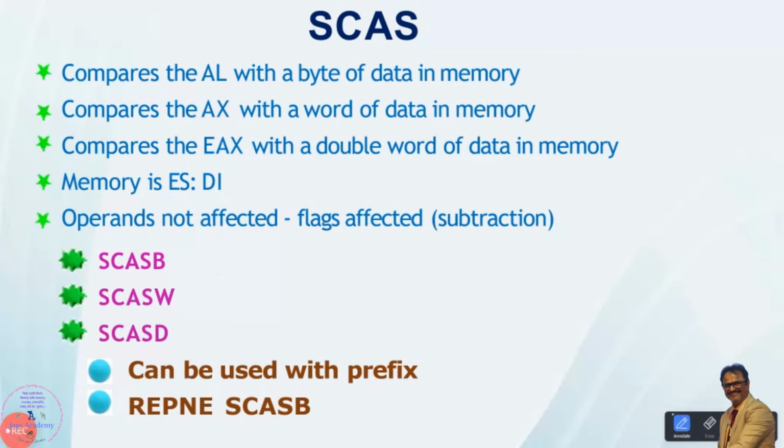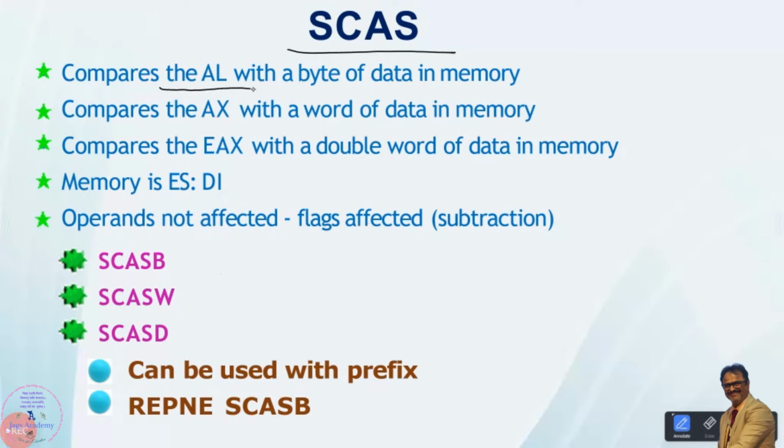SCAS. What is this? This is very important. Try to understand this. It is scanning the data, scanning the record. It is used for searching something in an array. You have written a program in the lab, right? Every time you increment DI, increment SI, and compare. Instead of that, you can use one statement which will compare the data in the array and give the result.